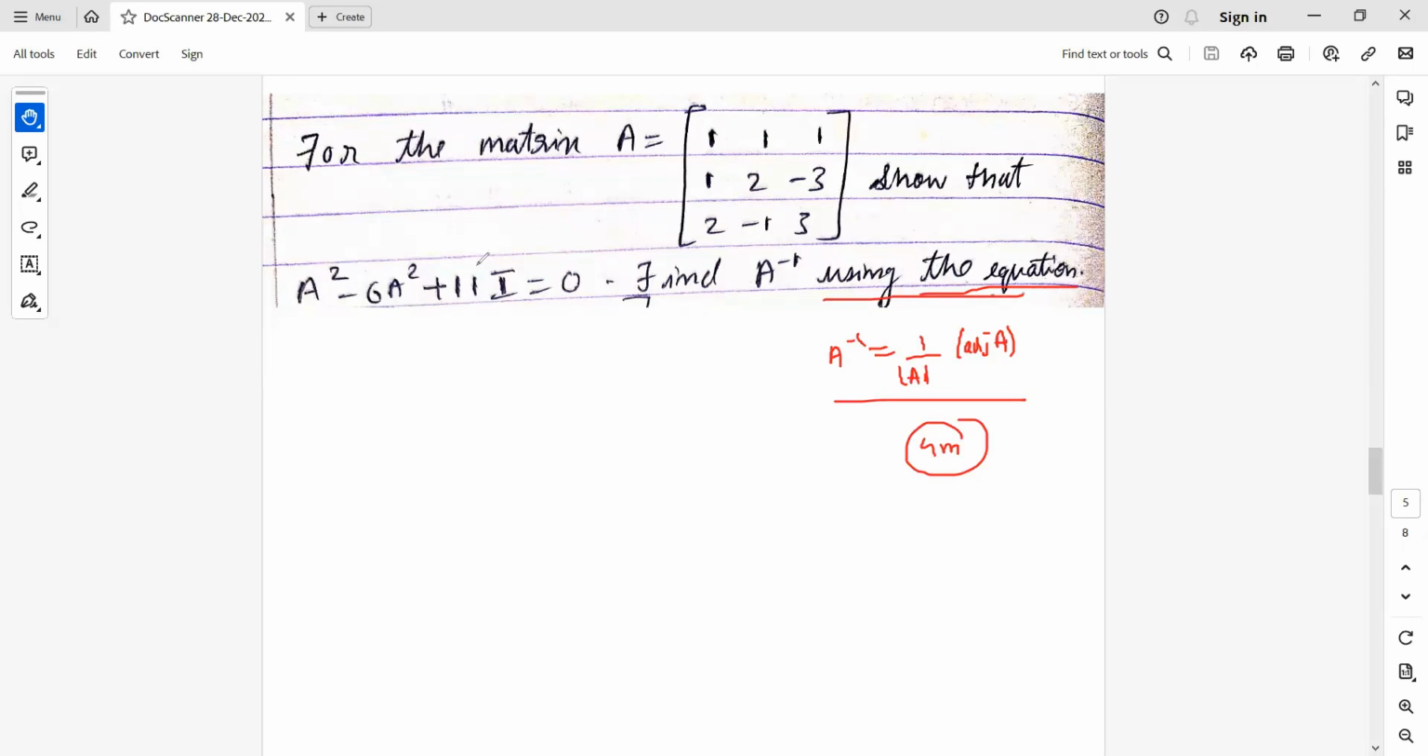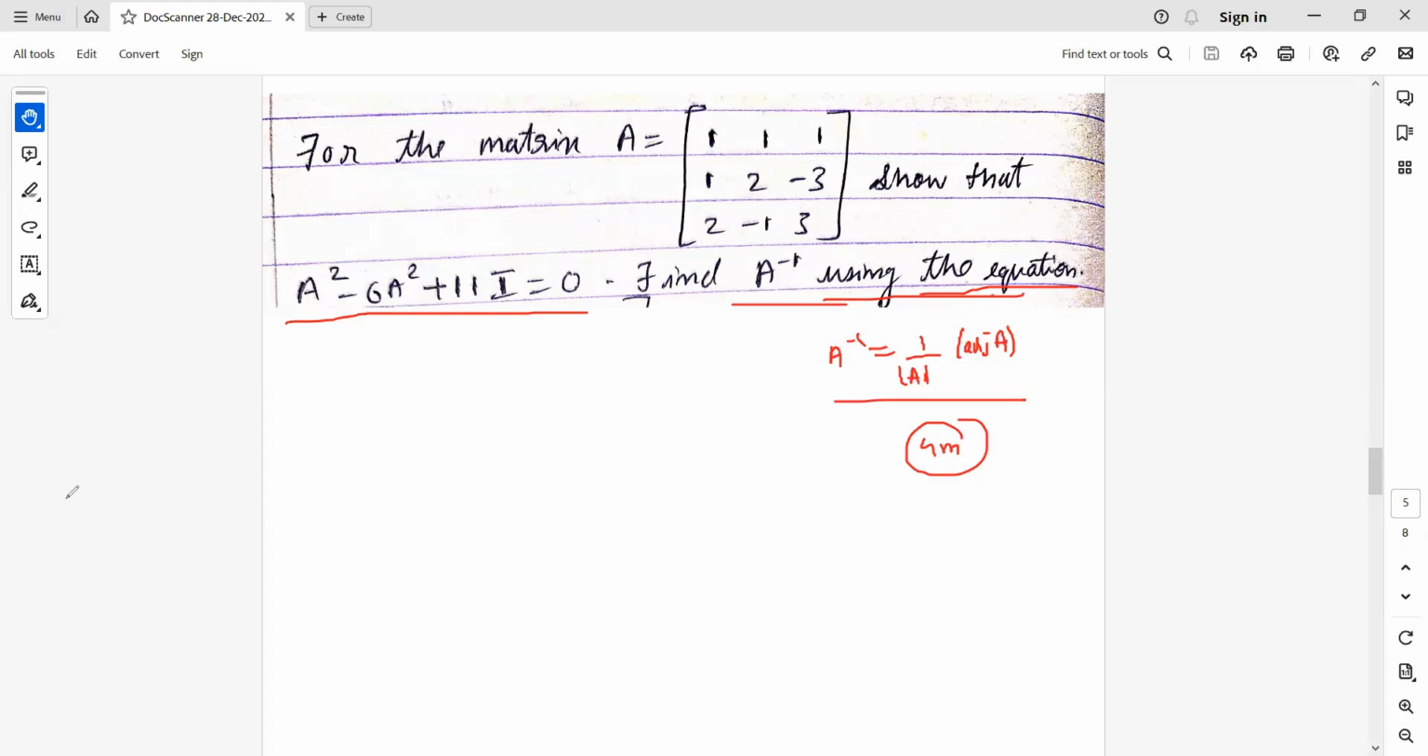Using the equation, whatever equation is given, we must find A inverse. In this example we cannot use the A inverse formula, so you need not use this. If you use it and find A inverse, then you will lose your 4 marks. Strictly they have mentioned find A inverse using the equation. Using the equation we need to calculate the value of A inverse.